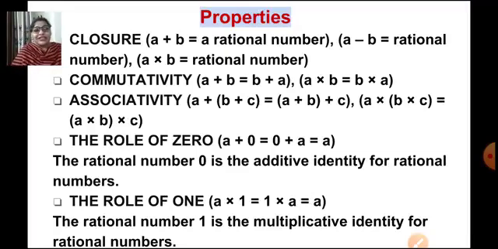We have also seen the role of 0, the role of 1, right? 0 is the additive identity. Why do we say that? Because in any rational number, if you add 0, the answer will be the same rational number. Its identity is not changed, children. So 0 is known as the additive identity for rational numbers, whereas 1 is known as the multiplicative identity for rational numbers. So if you multiply any rational number by 1, the answer will be the same rational number, right?